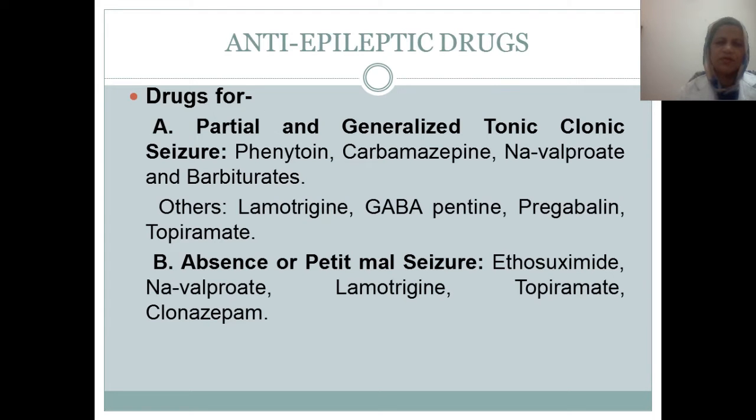Now the drugs for partial and generalized tonic-clonic seizure are phenytoin, carbamazepine, sodium valproate, and barbiturates. Others are lamotrigine, gabapentin, pregabalin, topiramate. In absence or petit mal seizure: ethosuximide, sodium valproate, lamotrigine, topiramate, clonazepam.